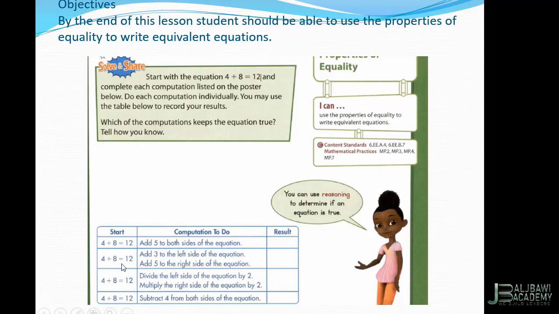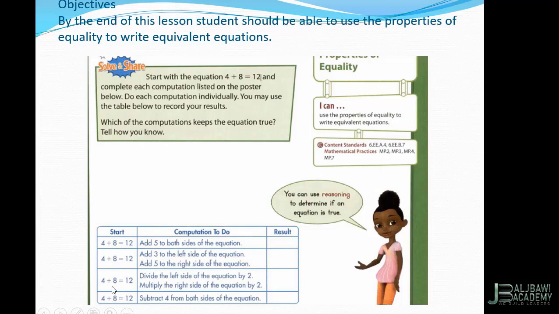Here, in the second one, 4 plus 8 equals 12. If we add 3 to the left side of the equation and add 5 to the right side of the equation, of course the equation sides are separated by the equal sign. So 4 plus 8 plus 3 equals 15, and 12 plus 5 equals 17. So we added different numbers, then the equation is wrong.